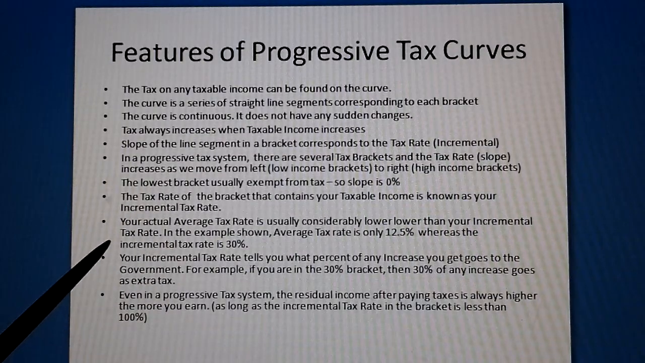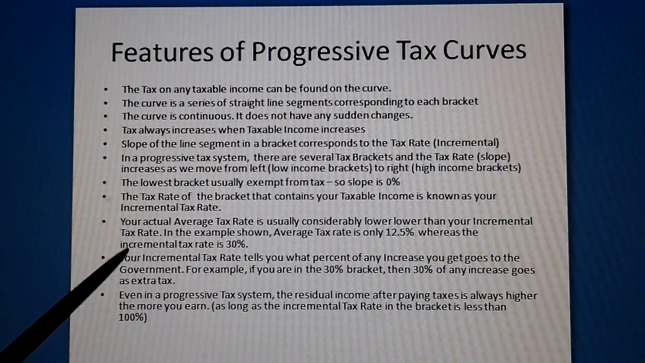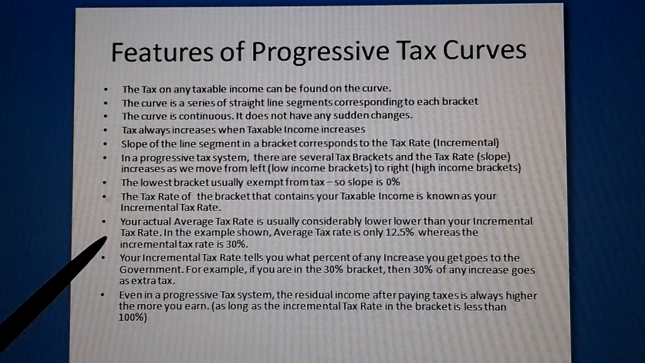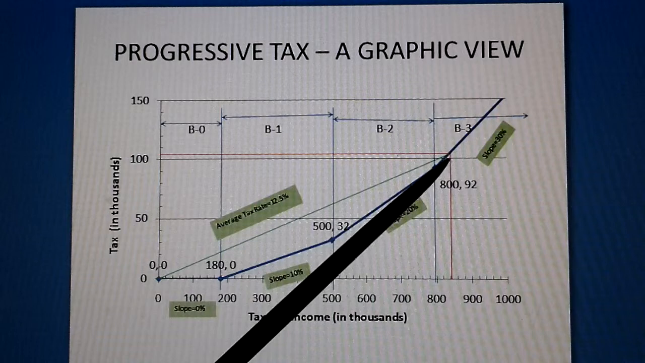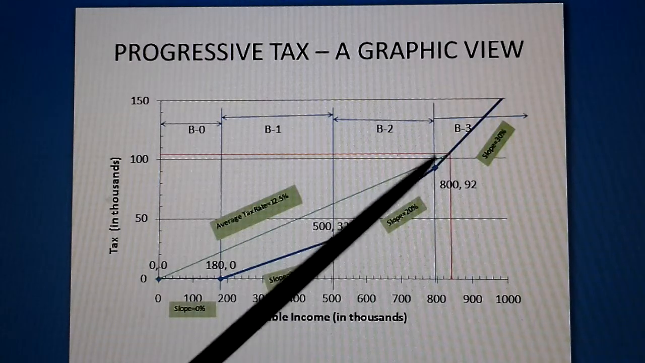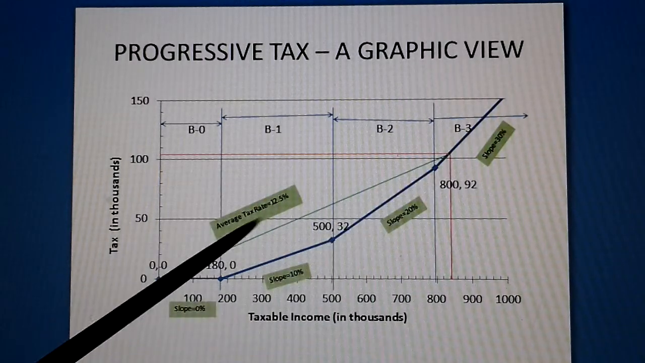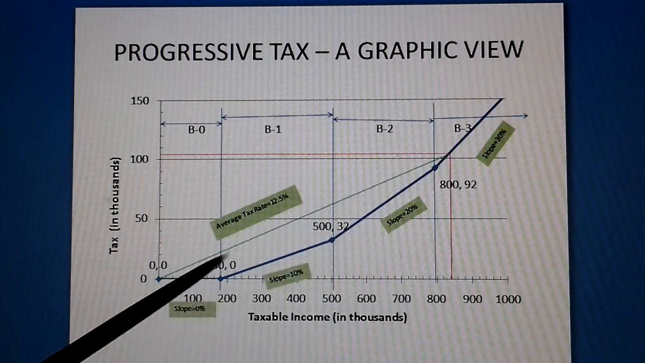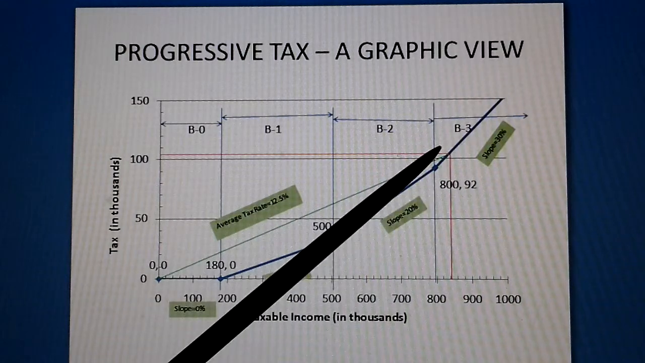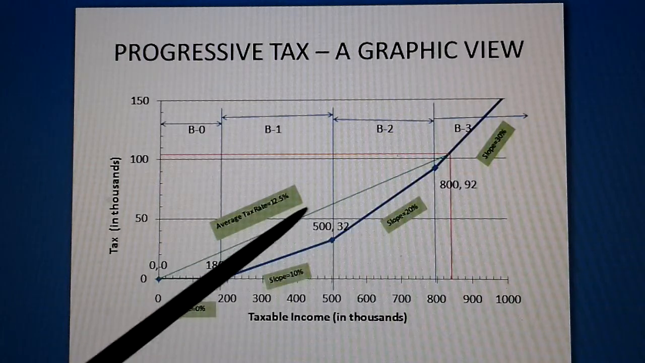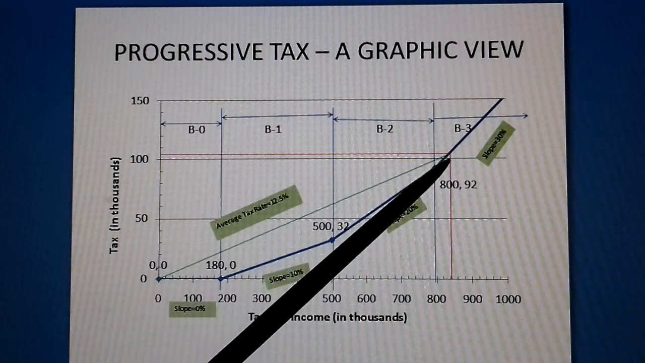Your actual average tax is usually considerably lower than your incremental tax rate. In the example shown for the 8,40,000, the average tax rate is only 12.5%, whereas the incremental tax rate is 30%. Now, what this means is that if you're here at 840, you end up paying roughly 12.5%, which is the slope of this line, directly connecting 0,0 to 892, and that would tell you that the average is only 12.5%. The incremental rate, on the other hand, is 30%.